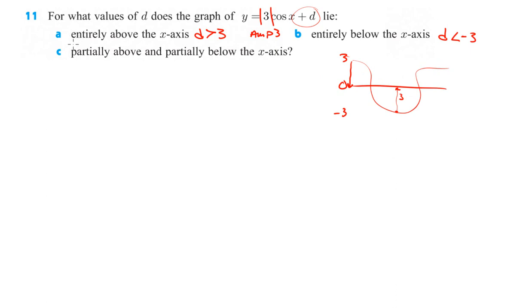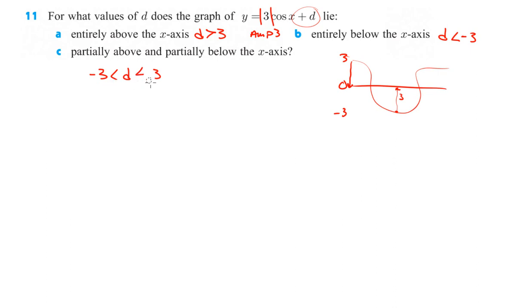What values of d make the graph y equals 3 cosine x plus d lie partially above and partially below? So we know this one is entirely above, this one is entirely below. So partially above and partially below is anywhere in between those two, right? So from negative 3 to positive 3, our d would have to be greater than or equal to negative 3, and then less than or equal to positive 3, right?